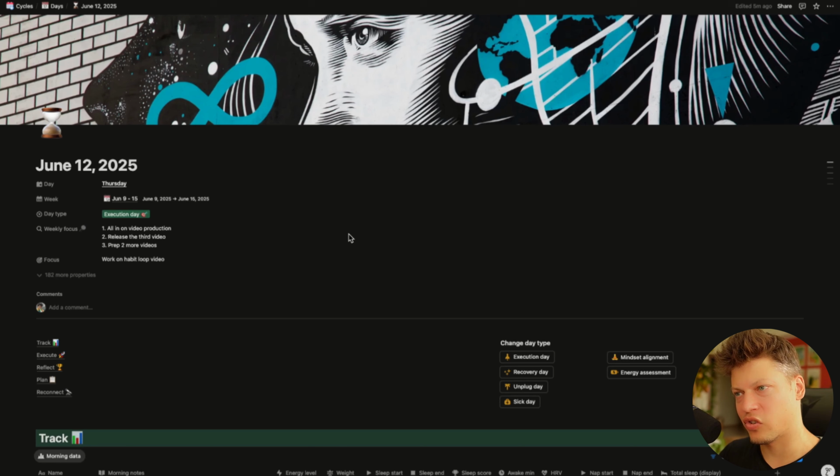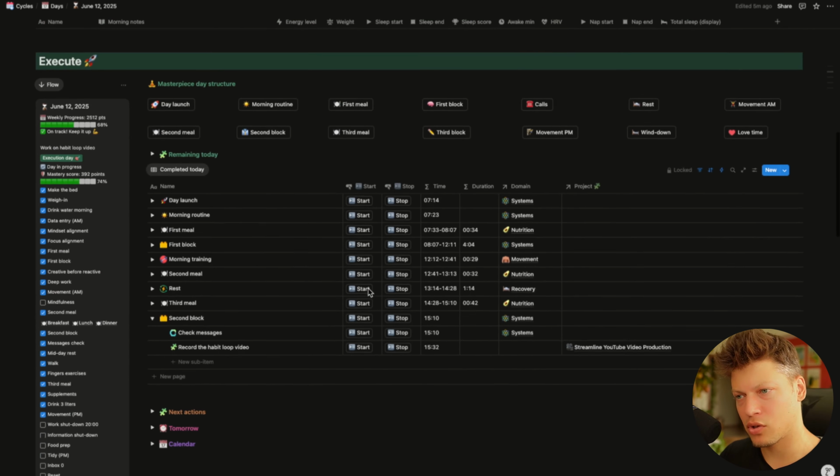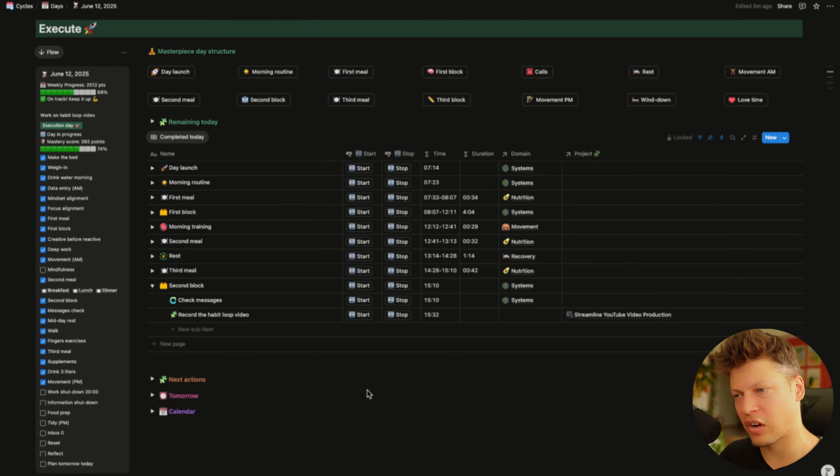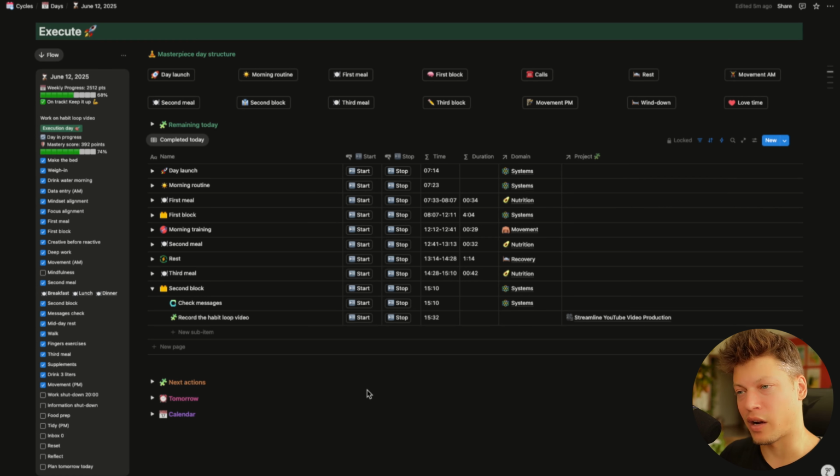Let's dive in. So we're in my Notion system. This is the daily cycle, the day I'm having right now. Let me just scroll down to the execution section. This is the place that I live in day to day most of the time, but also this is the place that's really going to demonstrate all the optimizations that we're going to discuss in this video.